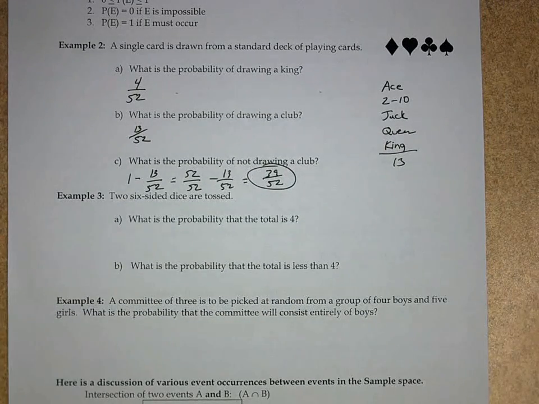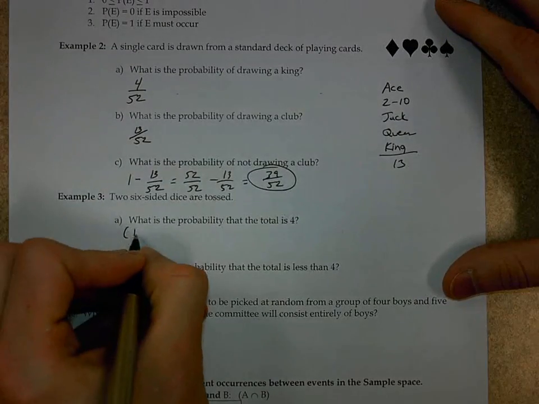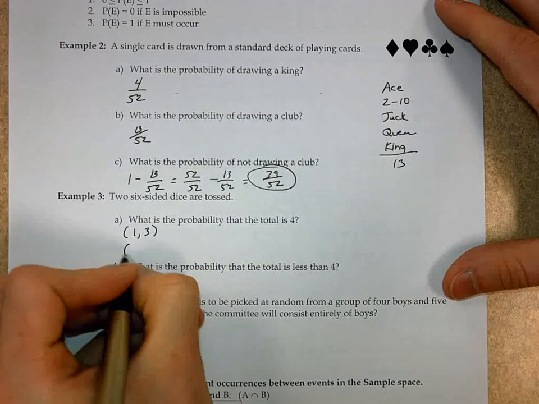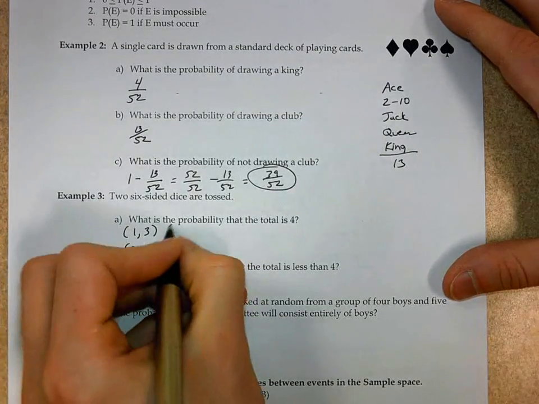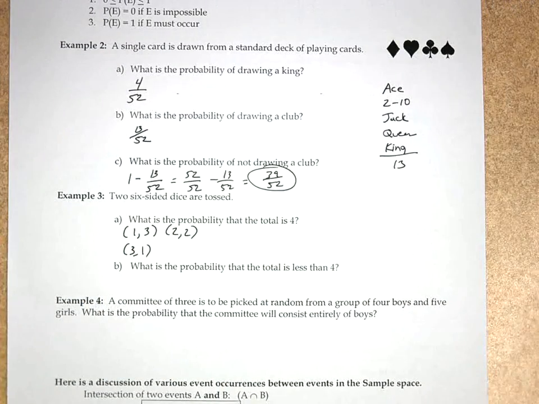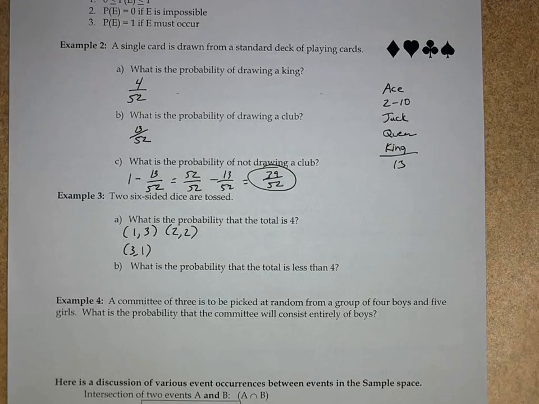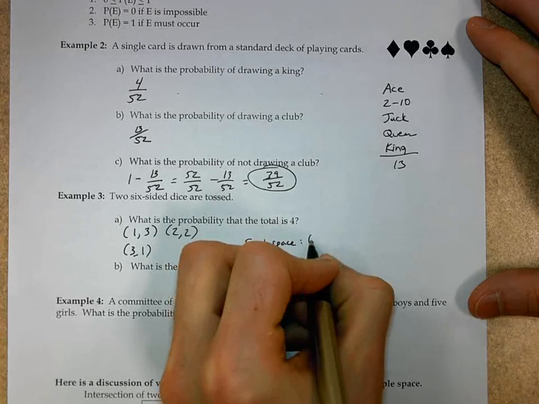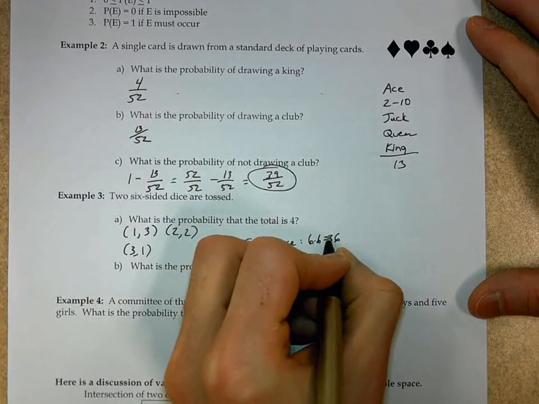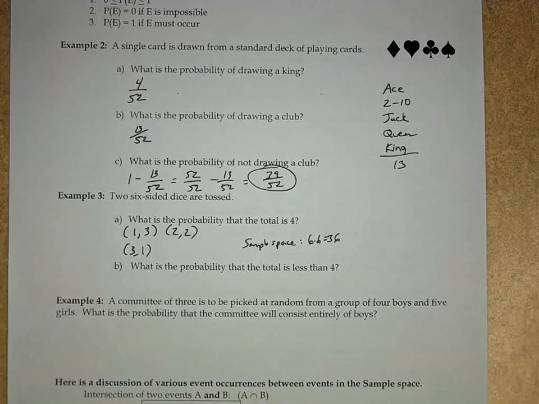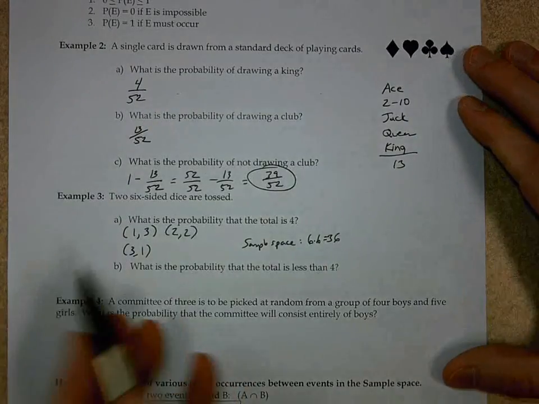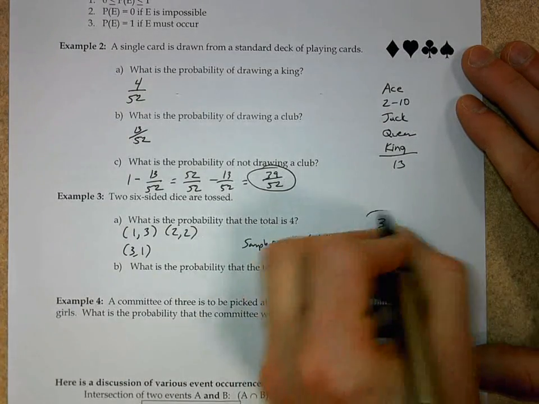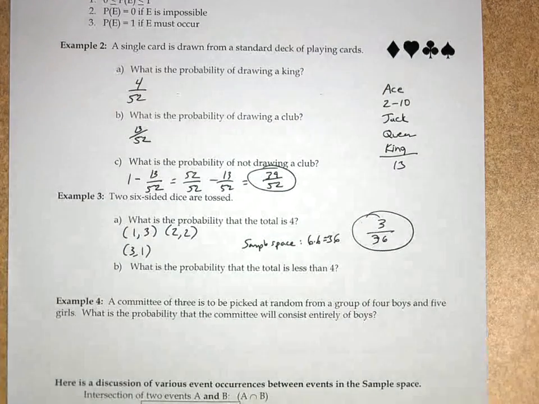2 6-sided dice are tossed. What is the probability that the total is 4? Well, if I look at that, I know my options will be, if I roll a 1 and a 3, I could roll a 3 and a 1, or I could roll a 2 and a 2. These dice are distinct from each other, so my sample space is going to be 6 times 6, which is 36. 36 different options, 6 for the first die, 6 for the second die, and I can see right there, there's my 3 options out of 36. So 3 out of 36.